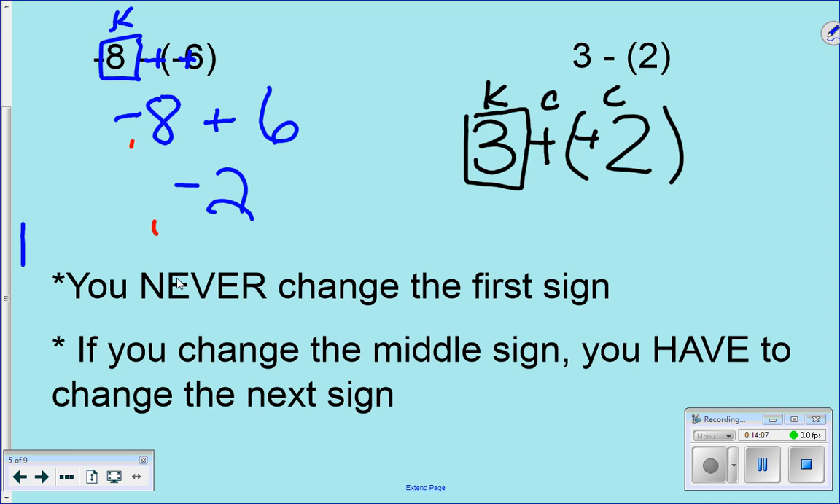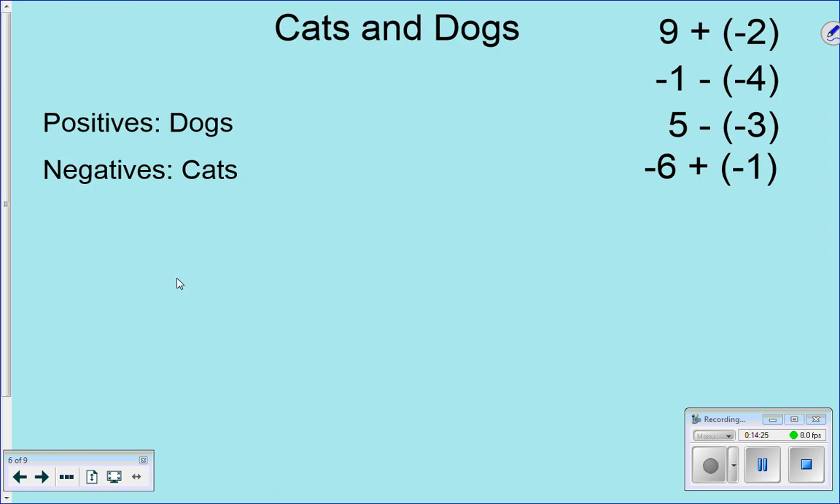You've changed the middle sign, you have to change the last sign. All right, you ready to get started? Should we do some practice? All right, I'm going to use this because obviously I can't. All right, let's do some practice. I just put your cats and dogs reminder up there if you needed a reminder.